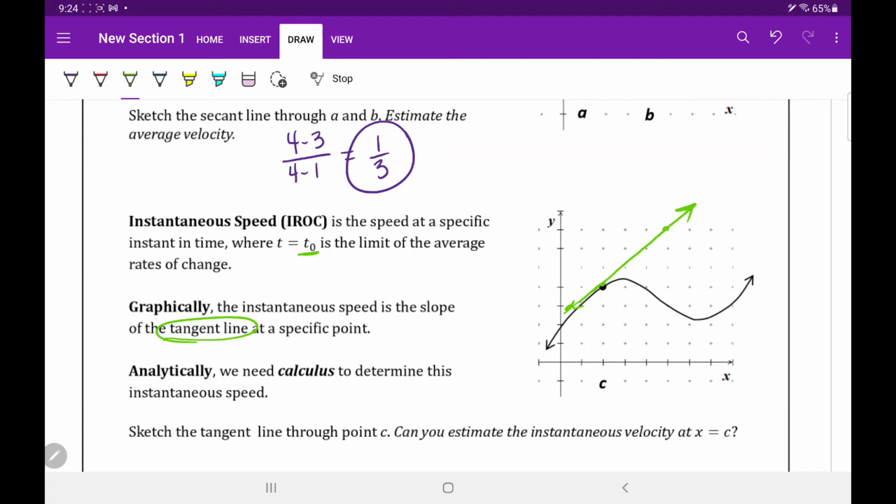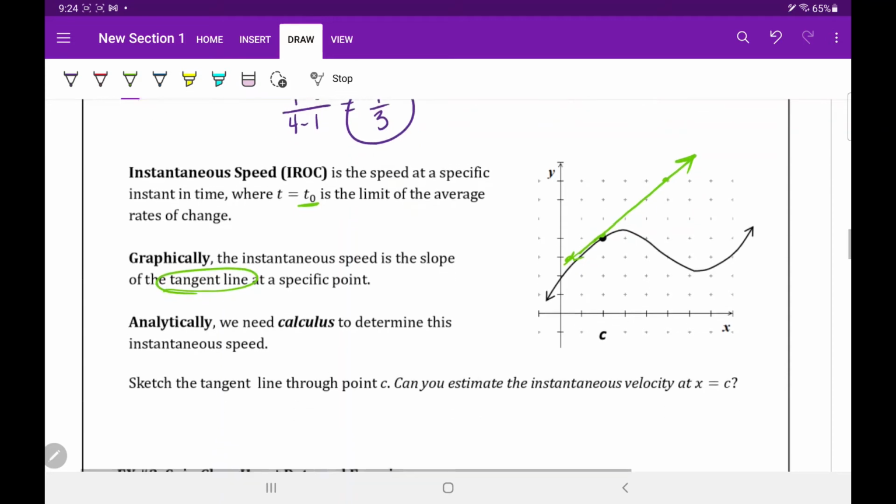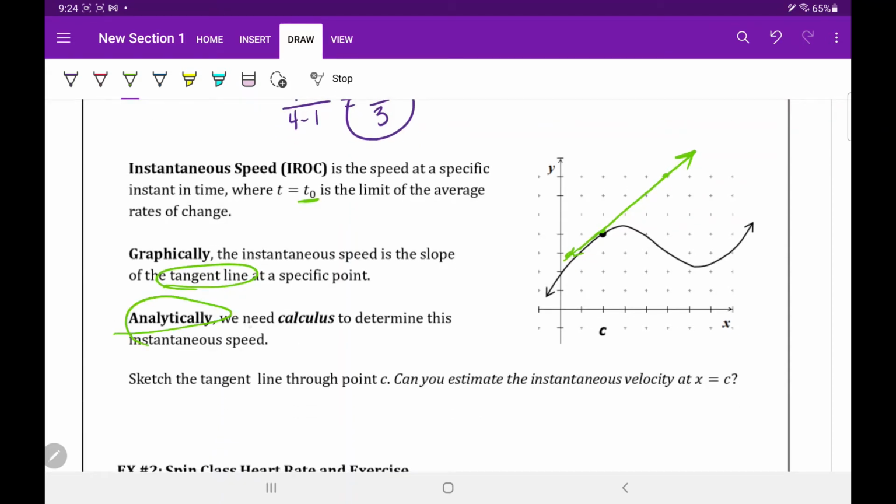So looking at the tangent line, we need to do the rate of change. But one thing that's good to note right here, we need calculus to determine this actual answer. So we can't technically do it yet. That's what we're going to be learning. This is just examples, remember, to get us thinking about what does this look like.